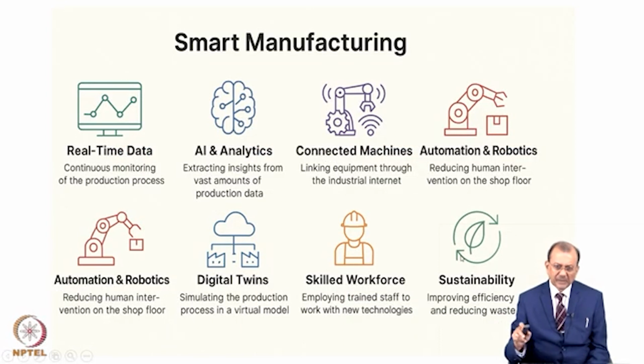This picture shows the technologies commonly used in the smart manufacturing industry: real-time data, AI analytics, connected machines, which we will be discussing in the next session, automation and robotics, which we will again discuss in the next session, and digital twin, which we have already discussed in the fifth week. Again, we will revisit in the next session how digital twins are being used by smart manufacturers.